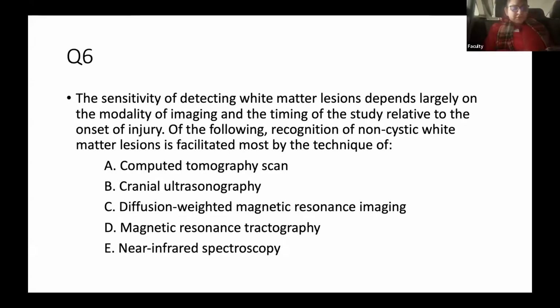That's right, because you know that in the CT we will not be able to see some of these lesions, and in ultrasonography definitely beyond the ventricles you cannot see. MR resonance spectrography is also used to see these non-cystic white matter lesions, but sensitivity is much higher with the diffusion weighted MR resonance imaging, and near infrared spectroscopy is not meant for this. That's meant for what you had shown, those lactate and those ratios we can see in that. So the answer is right.